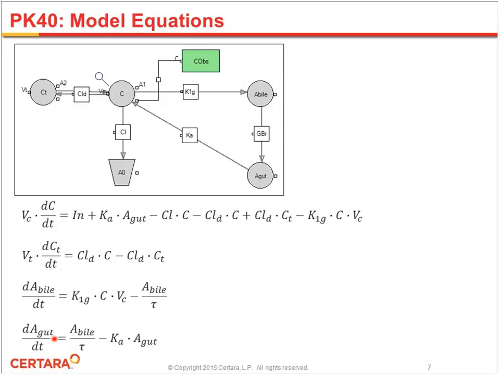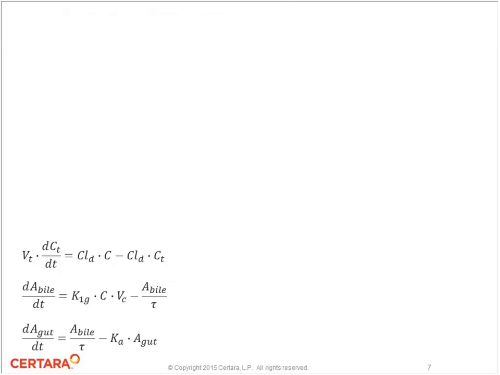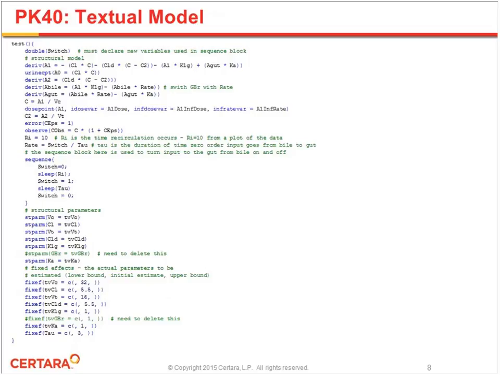And it's similar in the gut. The amount in the gut is described by the zero order release from the bile minus the loss, I mean, that is transferred into the gut and then reabsorbed into the blood, into the central compartment. So what this assumes is that bile excretion is only happening once within the 36-hour period. We have to adapt our model to include this singular event, and this can only be done, as I said, in the textual mode. So this is now the textual code.